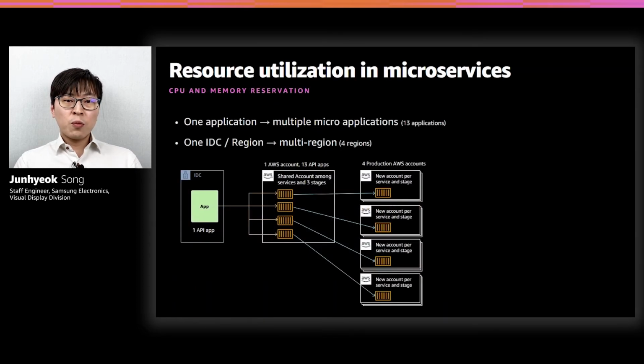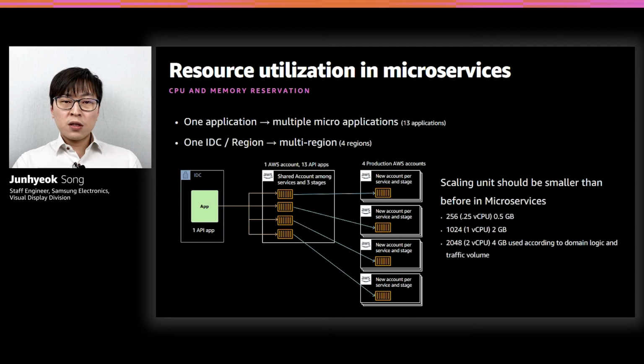I would like to share more on resource utilization in microservices. In phase one, the monolithic application was separated into multiple micro applications in one shared account. In phase two, to operate infrastructure independently, applications were migrated into 4 AWS accounts, again with account segregation using CDK.